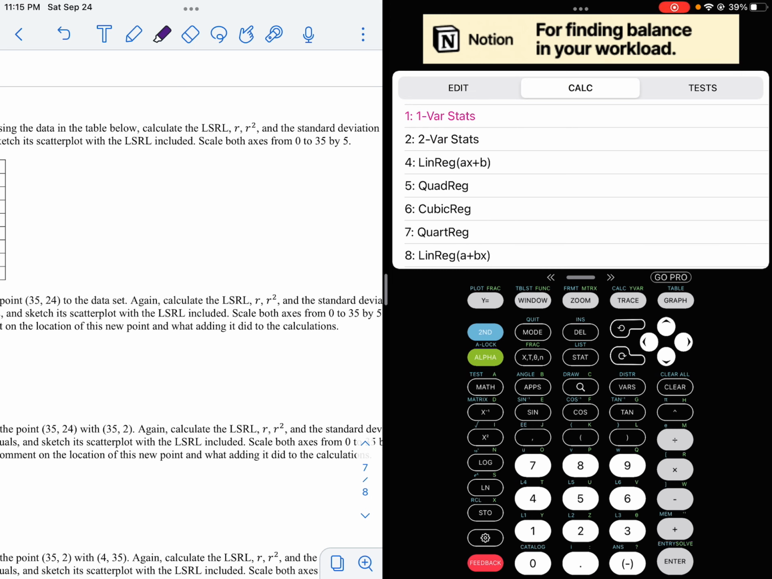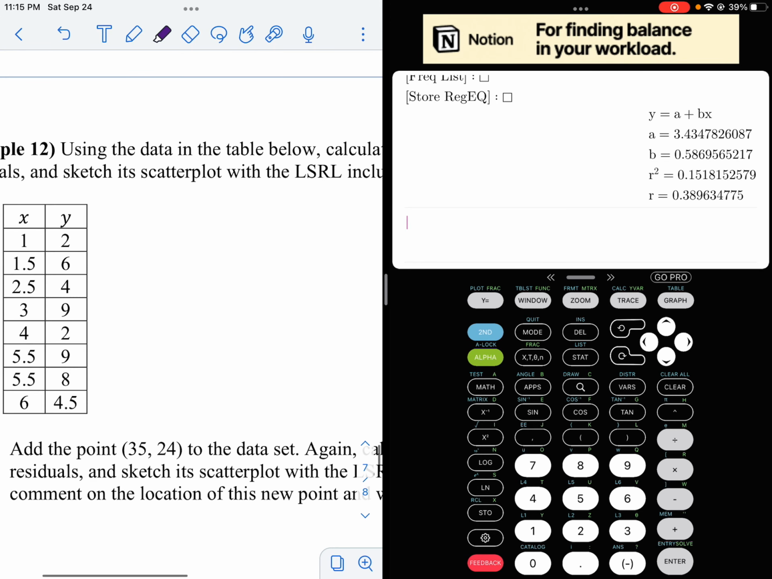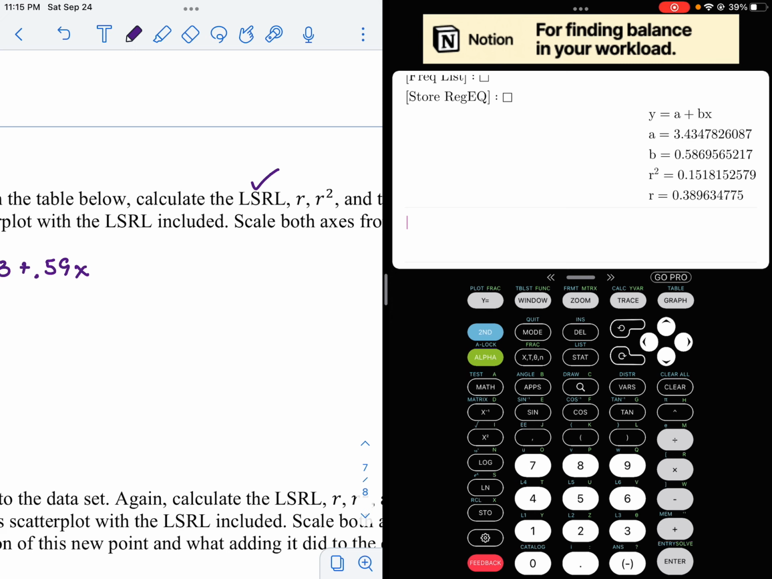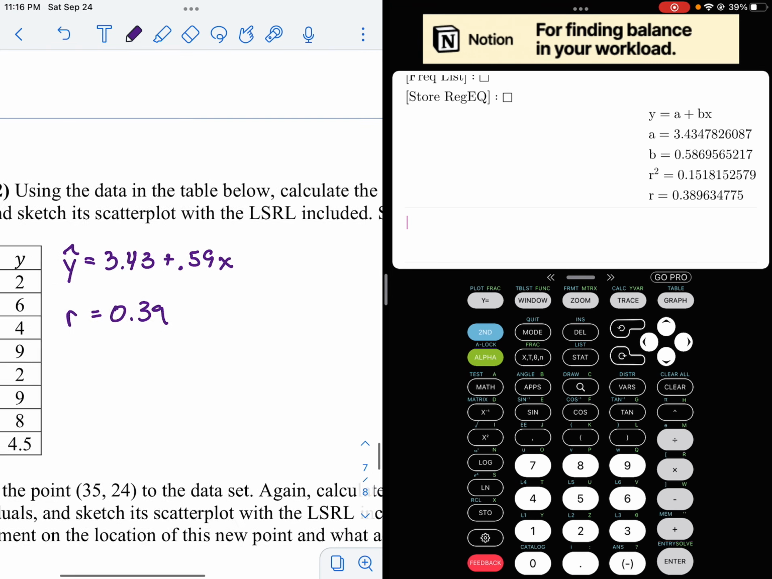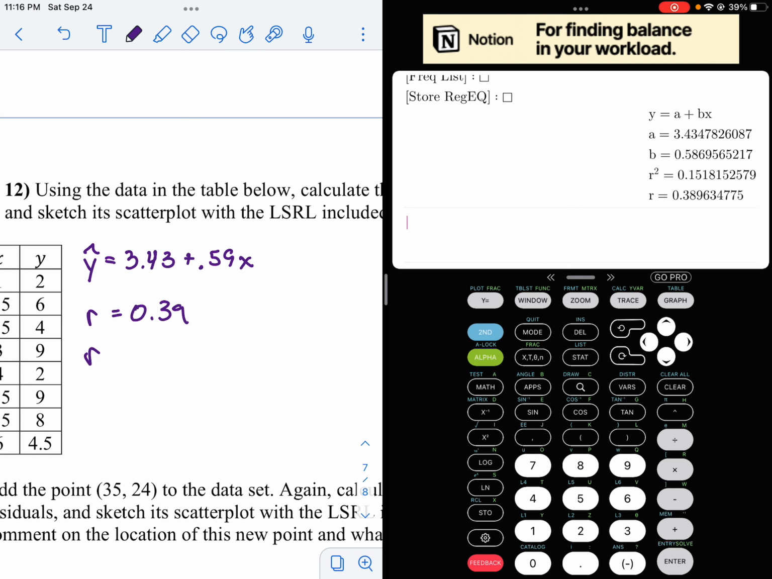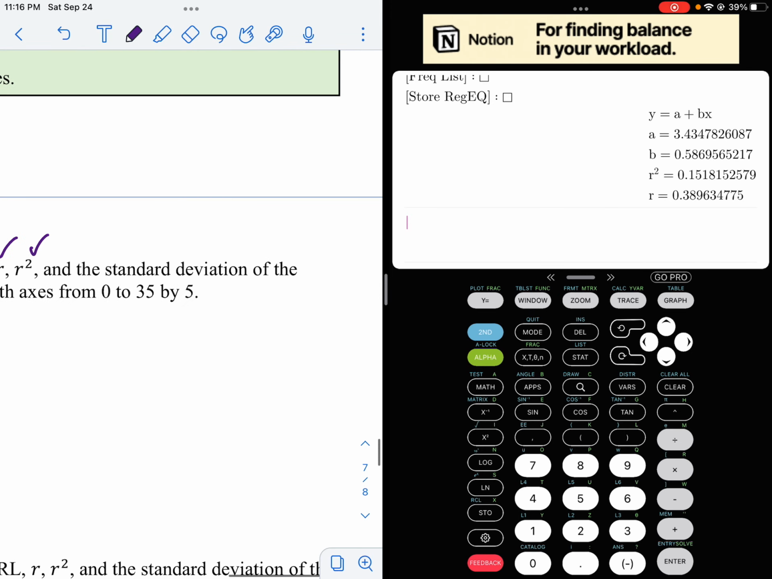So all of those can be found, stat, calc, option 8, linear regression. So my least squares regression line is going to be y hat equals 3.43 plus 0.59x. So calculate least squares regression line, check. My R value is 0.39, so not very strong. My R squared value, which is just my R value squared, 0.15.